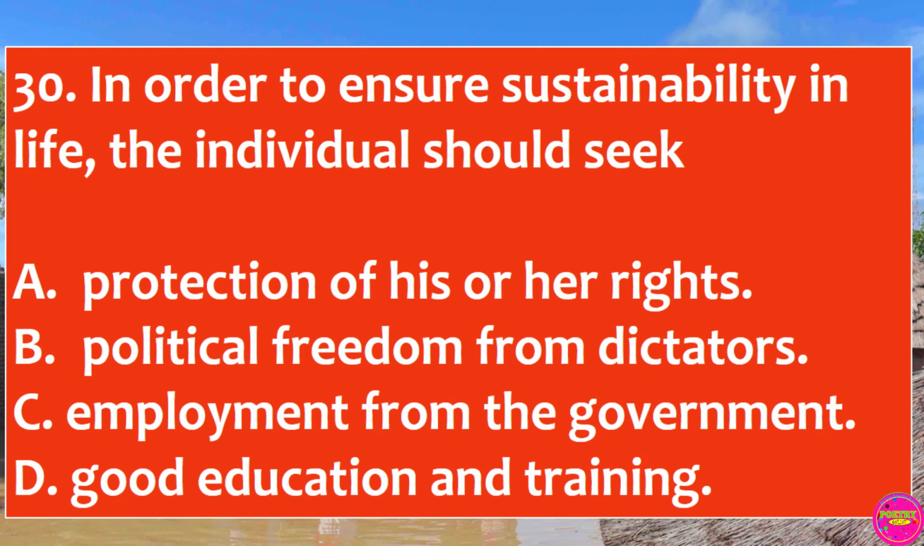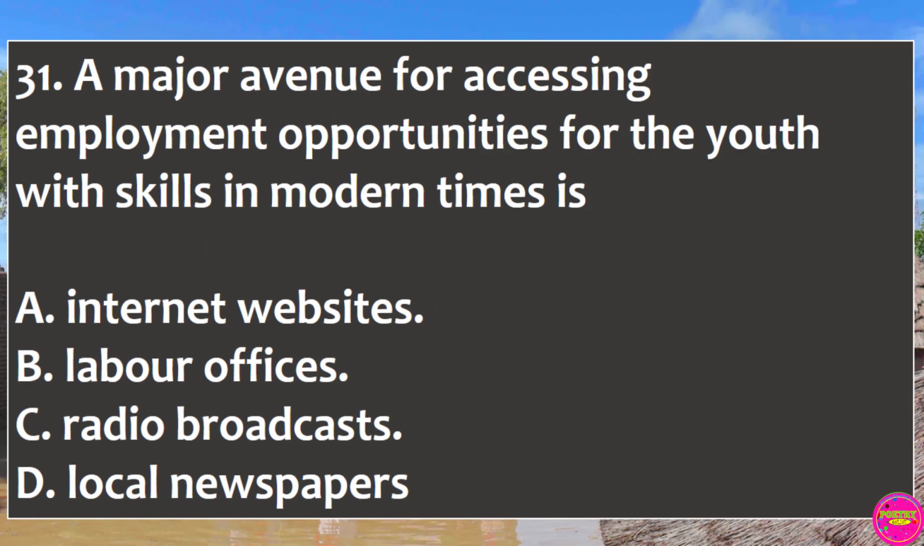Question 30. In order to ensure sustainability in life, the individual should seek A. Protection of his or her rights, B. Political freedom from dictators, C. Employment from the government, D. Good education and training. The correct answer to this question is D. Good education and training.